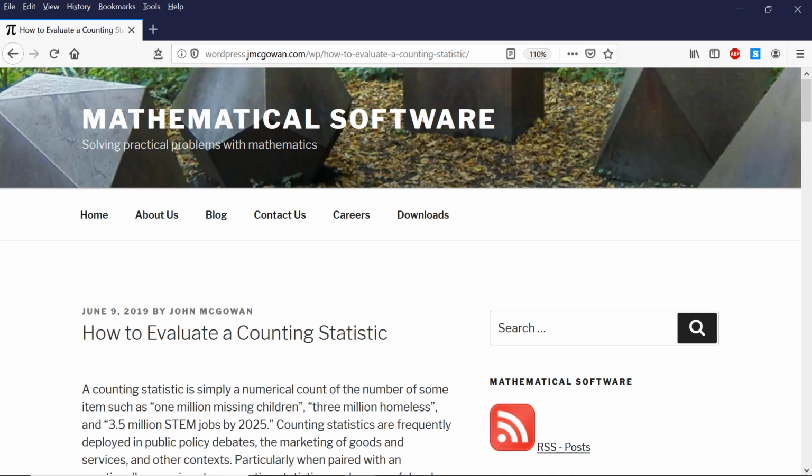How to evaluate a counting statistic. A counting statistic is just a simple numerical count of some item that you want to measure or talk about. So it could be something like 1 million missing children. It could be 3 million homeless people. It could be 3.5 million STEM jobs, where STEM stands for science, technology, engineering, and math jobs.